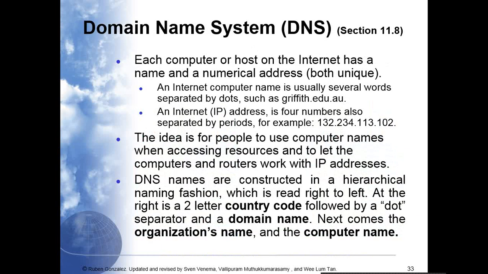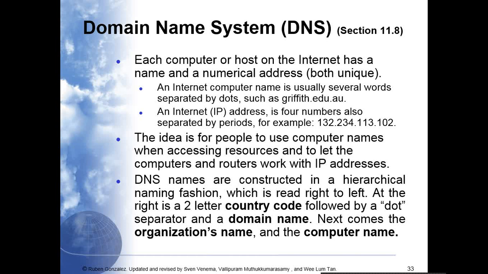Domain name system. So every computer or host on the internet has a name and a numerical address. Now last time we talked about subnetting and the IP addresses. And I mentioned, I think at that point, that we typically don't work with IP addresses. We work with English versions of them, like www.google.com. Yeah? You can certainly use the IP address version of that, but it's difficult for us to remember.